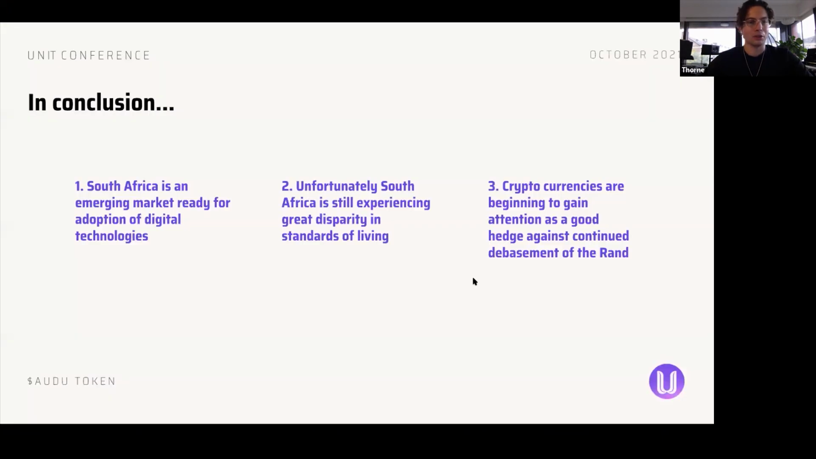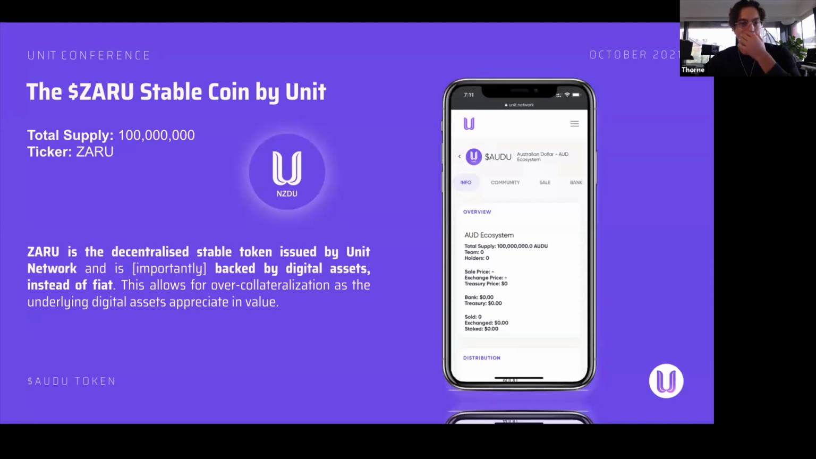But yeah, in conclusion, South Africa is an emerging market ready for adoption of digital technologies. Unfortunately, South Africa is still experiencing great disparity in standards of living. However, cryptocurrencies are beginning to gain attention as a good hedge against continued debasement of the rand. And so, yes, the Unit platform is going to be offering a Unit token called the ZARU. Please excuse this saying NZDU.